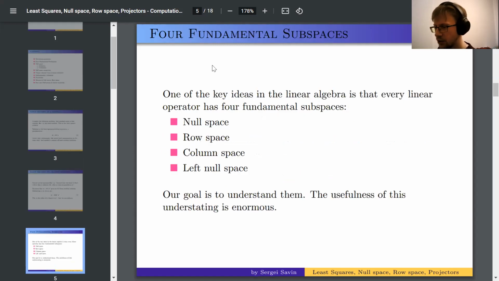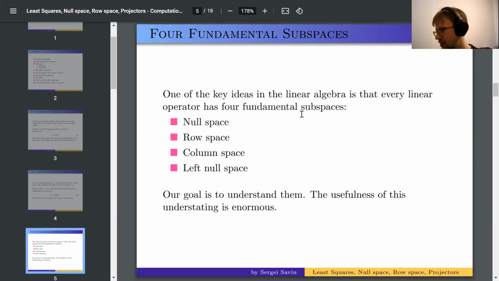Okay, now the main part of the lecture, the main thing that I want to get through here is this concept of 4 fundamental subspaces. You'll see very soon why I started by discussing the least squares before, because it's going to be useful even for this discussion. But this is the main part of the lecture.